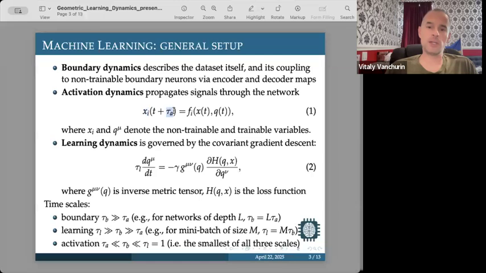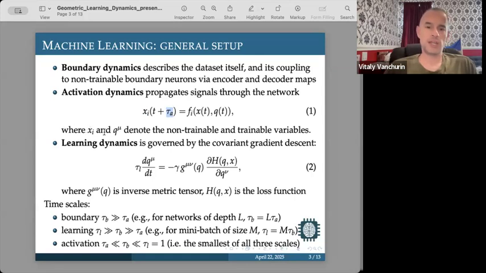Now here I'll be careful and say that yes, it is a discrete time step, but let's call the time associated with activation dynamics tau sub a. It can be set to one, or something else can be set to one.